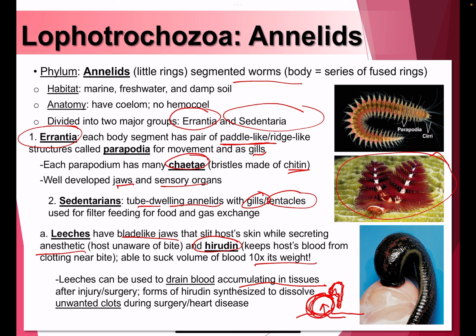And then they also have been able to form some kind of synthesized hirudin because they see, oh, this is what nature makes. Let's mimic what it does, and we humans will synthesize our own version of hirudin that can actually dissolve unwanted clots during a surgery or for people with heart disease.